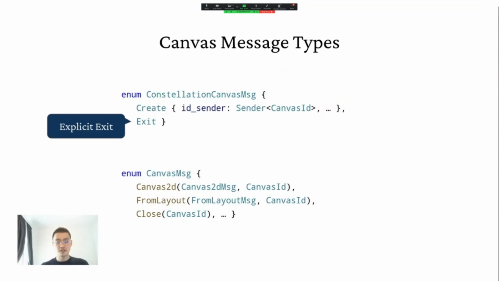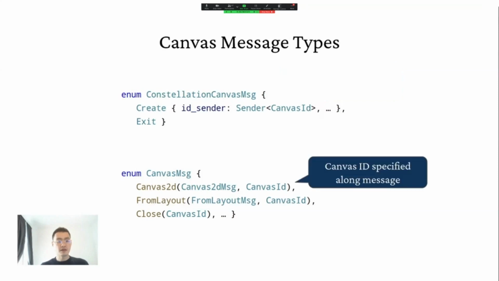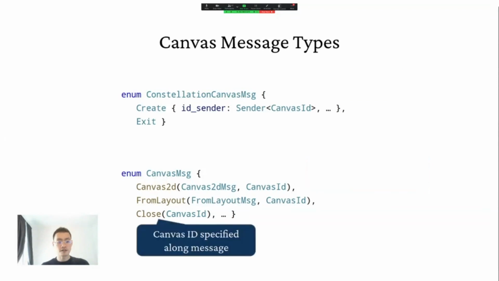In the canvas message enum, the submessage types such as canvas 2D and from layout require a canvas ID to be specified alongside the message so that the canvas pane thread knows which canvas to operate on. And finally, there is also an explicit close message for removing a specific canvas by the ID provided.